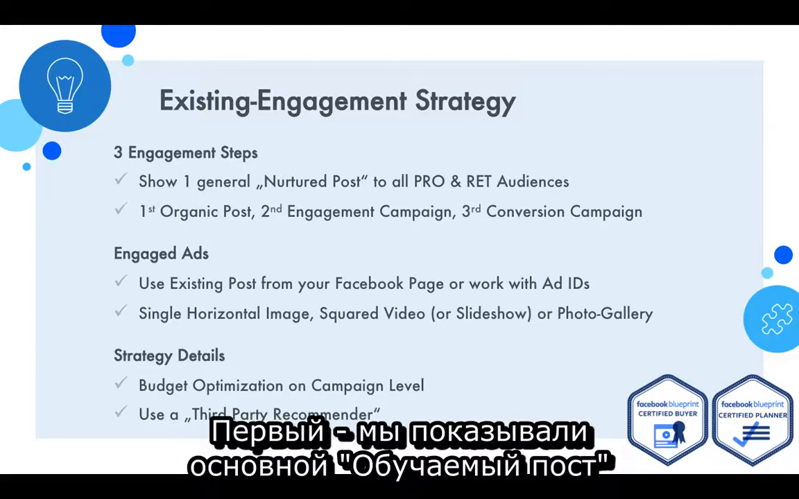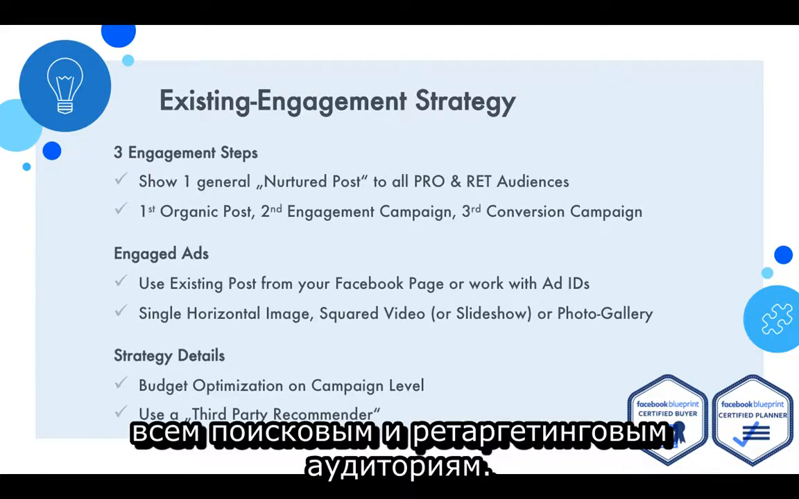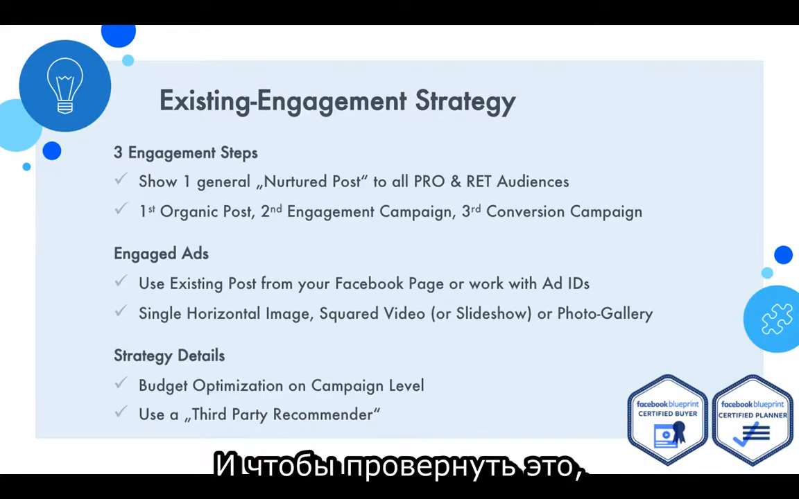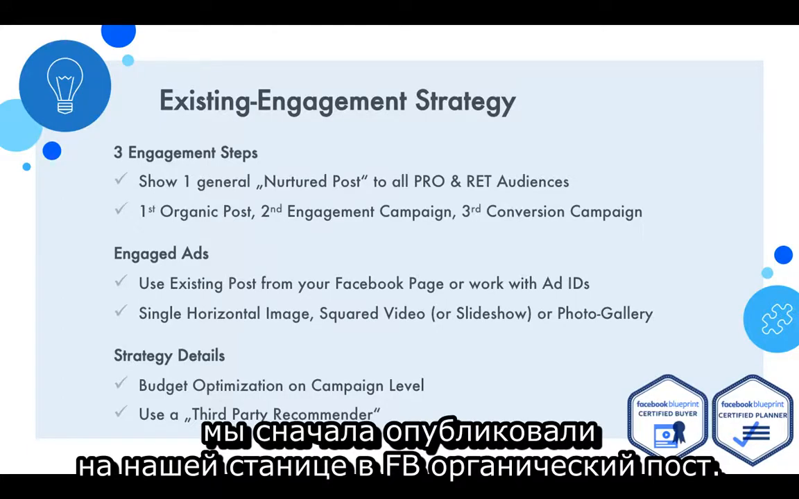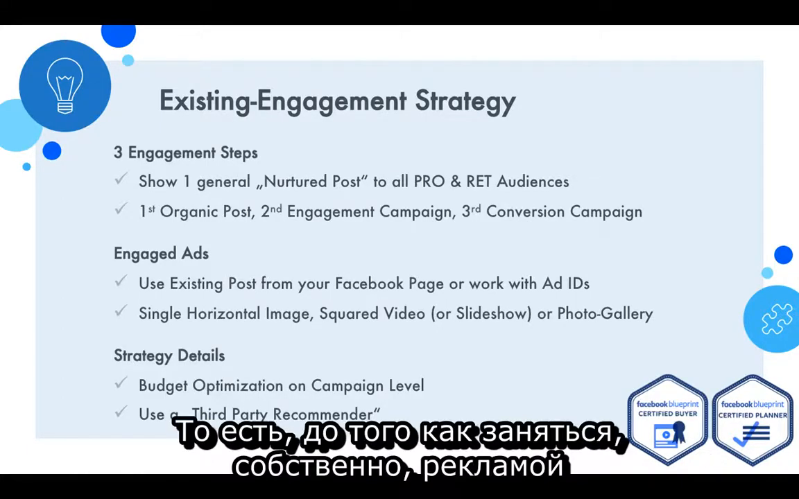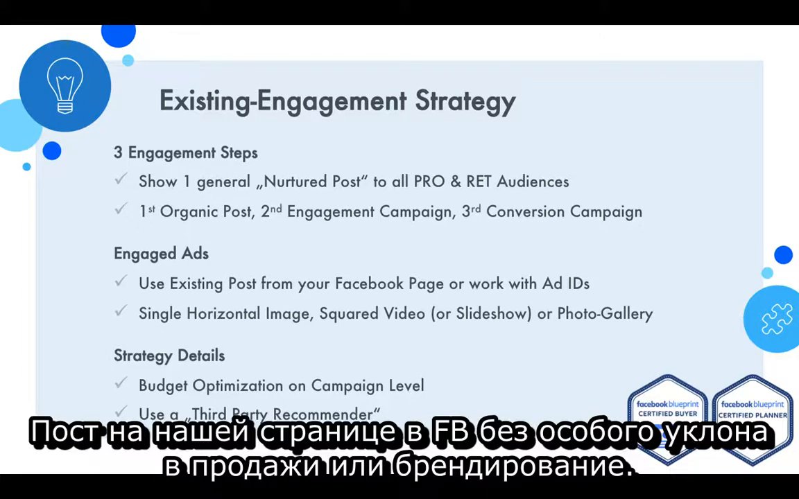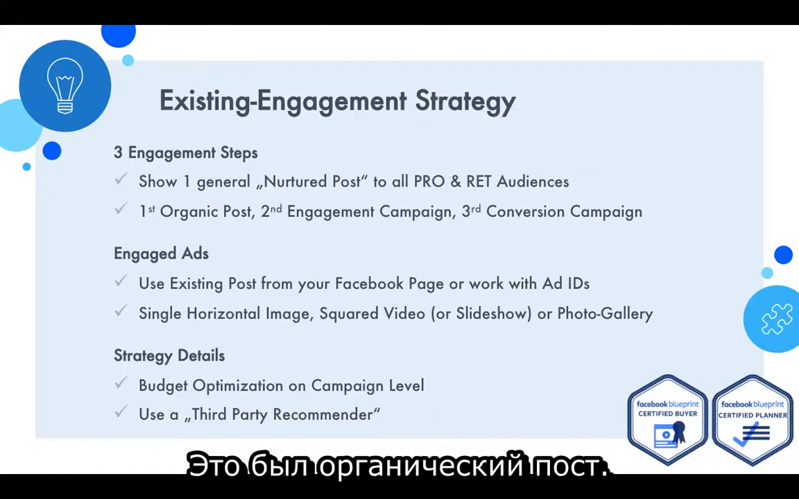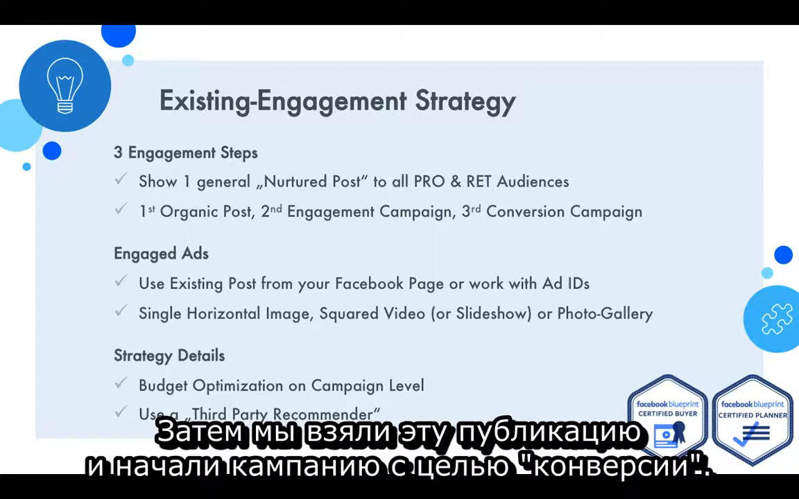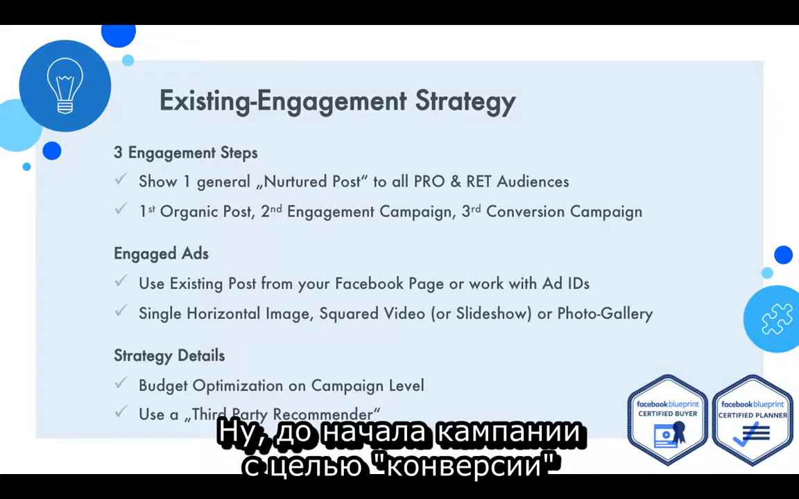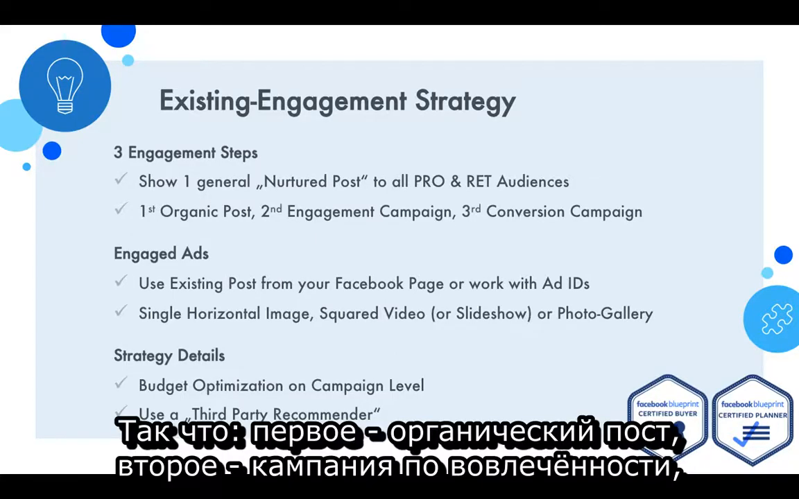First, we show a general nurtured post to all prospecting and retargeting audiences, and in order to do that, we first publish it on our Facebook page, our organic one. So before we go into ads, we post a general post, not too selly, but also not too branding, on our Facebook page as an organic post. Then we take this post and start a conversion campaign. Well, before we start the conversion campaign, we run an engagement campaign. So first the organic post, then second we run an engagement campaign.